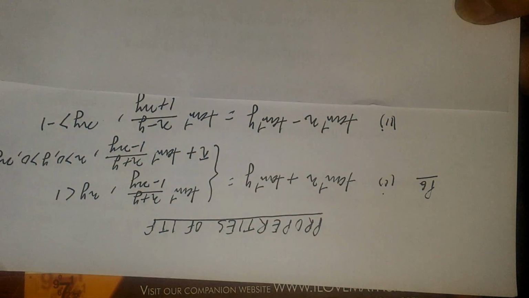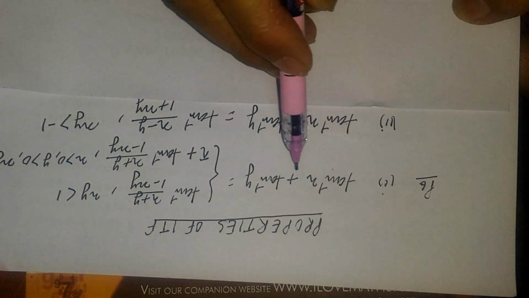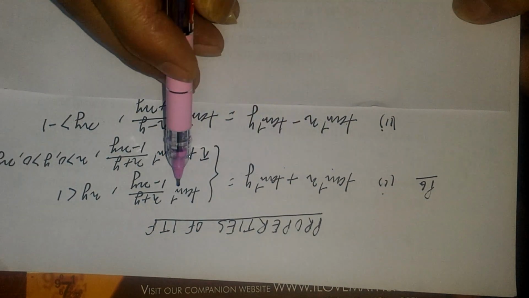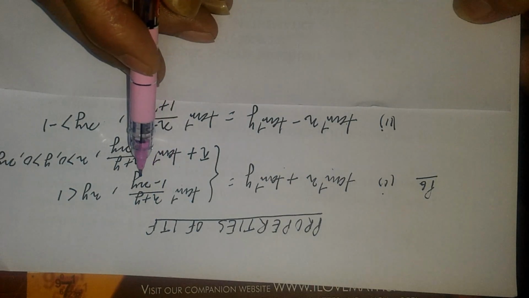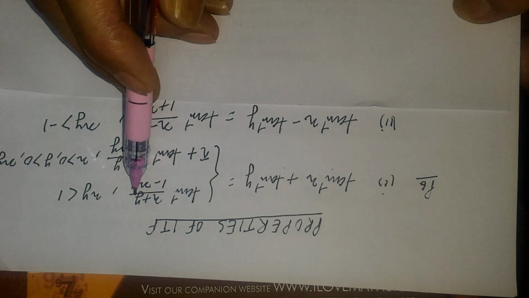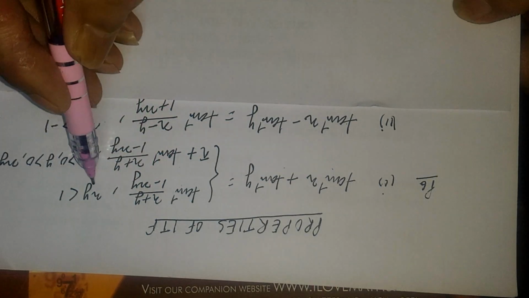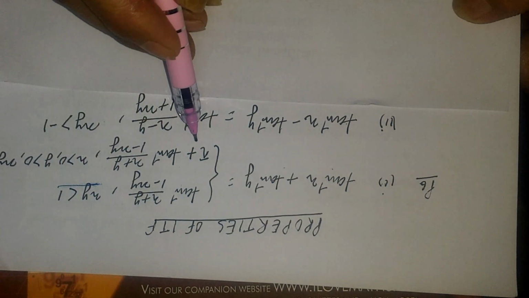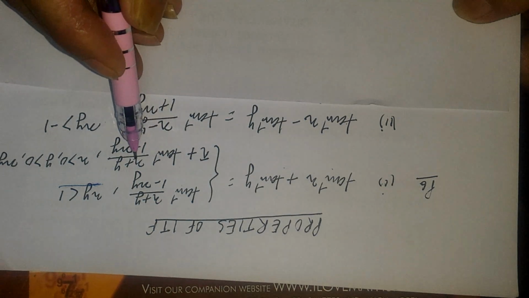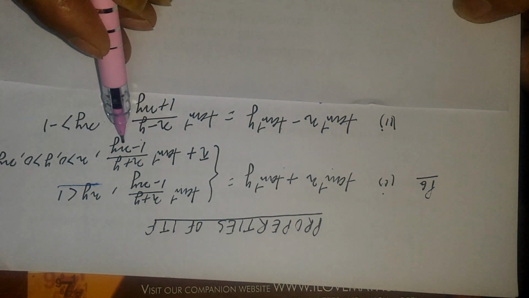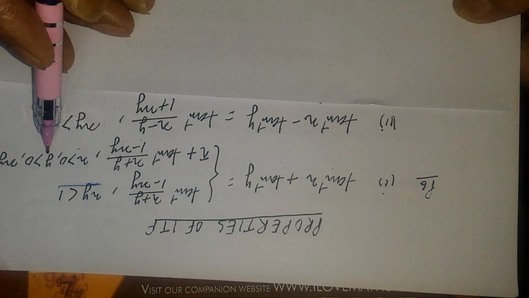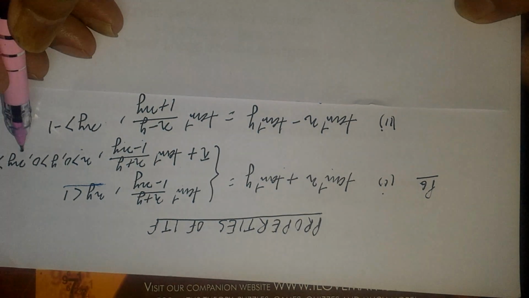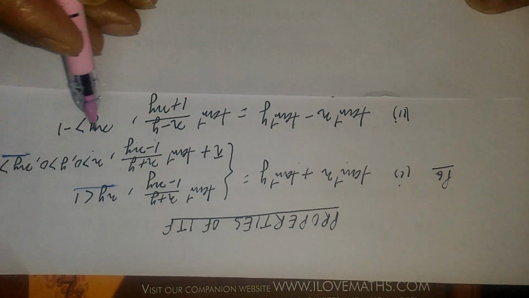Good morning, students. Today we'll continue with a few properties of inverse trigonometric functions. One is tan inverse x plus tan inverse y is equal to tan inverse of (x plus y) upon (1 minus xy), when xy is less than 1. And the second is, it is pi plus tan inverse of (x plus y) upon (1 minus xy), when x and y both are positive and xy is greater than 1.